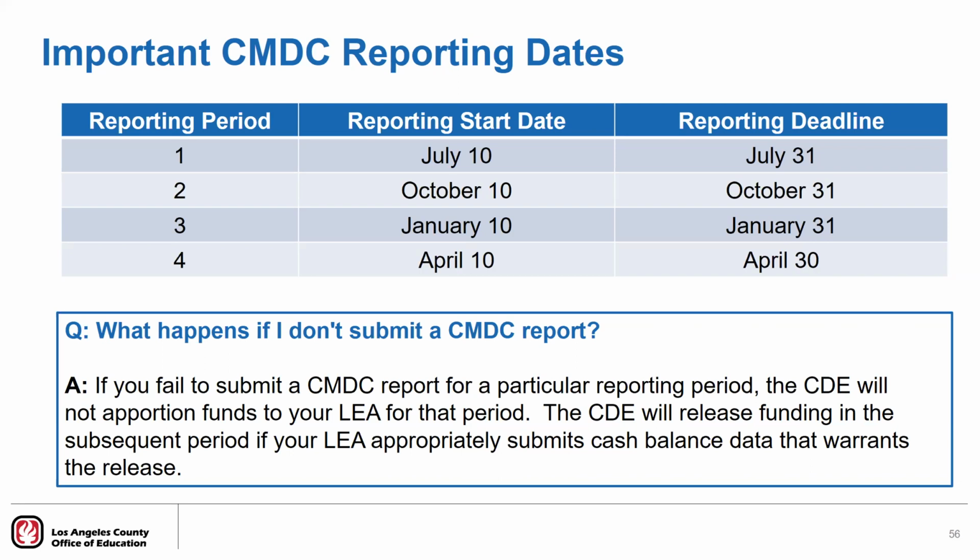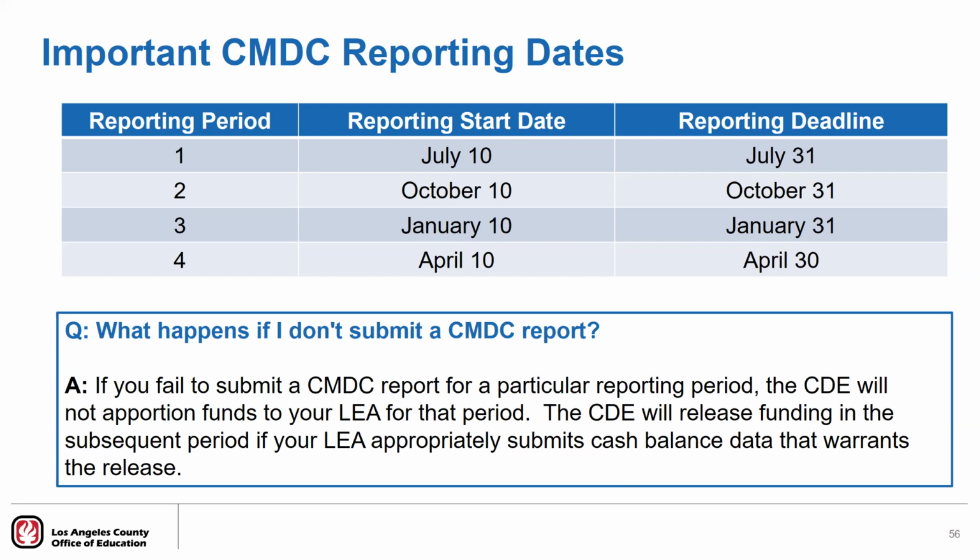LEAs must submit cash management data each period to be eligible to receive funds in that specific period. And the data must be submitted by midnight on the reporting deadline. And keep in mind that the CDE does not accept late submissions. So if an LEA does not submit a CMDC report for a specific reporting period, the CDE will not apportion funds to that LEA for that period. And the LEA would have to wait until the next reporting period to submit the CMDC data in order to receive an apportionment.